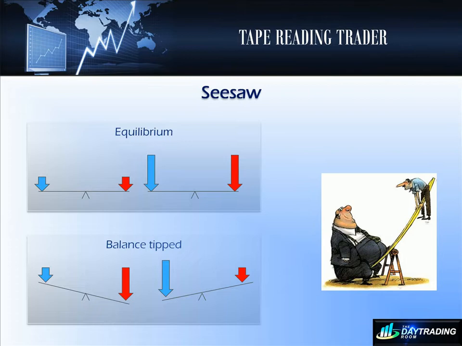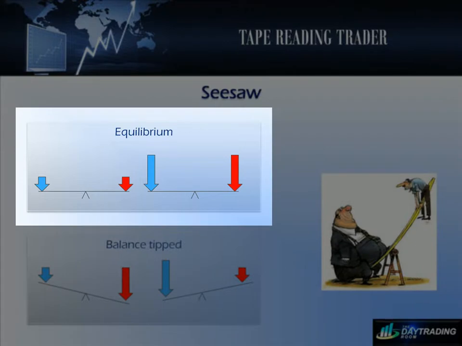What are we actually trying to look at? We are looking for that equilibrium point. We're looking to spot that shift from equilibrium to balance tipped. Now, in an early example, we talked about supply and demand, and we talked about what happens when buyers are more aggressive than sellers, but the market does not lift. Now, that is basically supply matching demand.